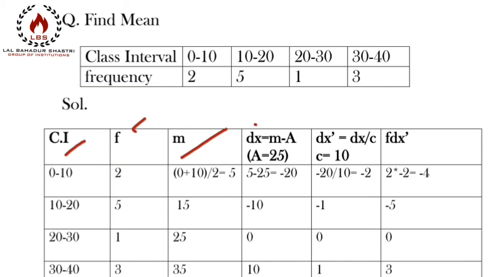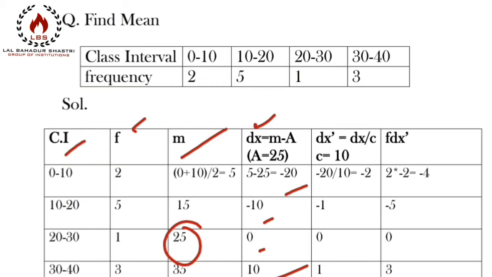Now we will find dx. dx is m minus a. So we have assumed 25 as the assumed mean. You can take any value as the assumed mean. So m minus a gives us minus 20, minus 10, 0, 10. It is the same thing which we did in the assumed mean method.